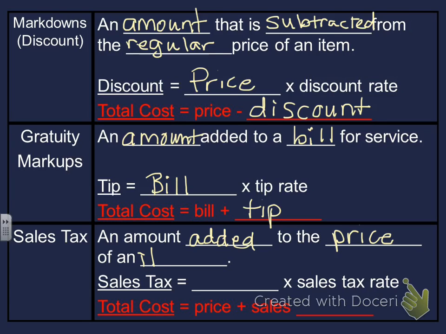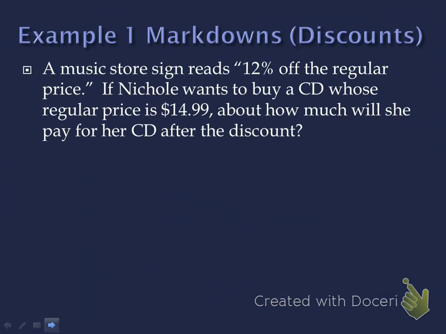For sales tax, it is an amount added to the price of an item. When we go to a store and we see a shirt we want and it's $20, we know that shirt is going to cost us more than $20 because of the tax. To find the sales tax, you take the price and you multiply it by the sales tax rate. In Walton County, I believe it's 7%. But then to find the total cost, you have to take the price and add the sales tax to that. You may pause this video at any time if needed. Okay, let's take a look at the examples.